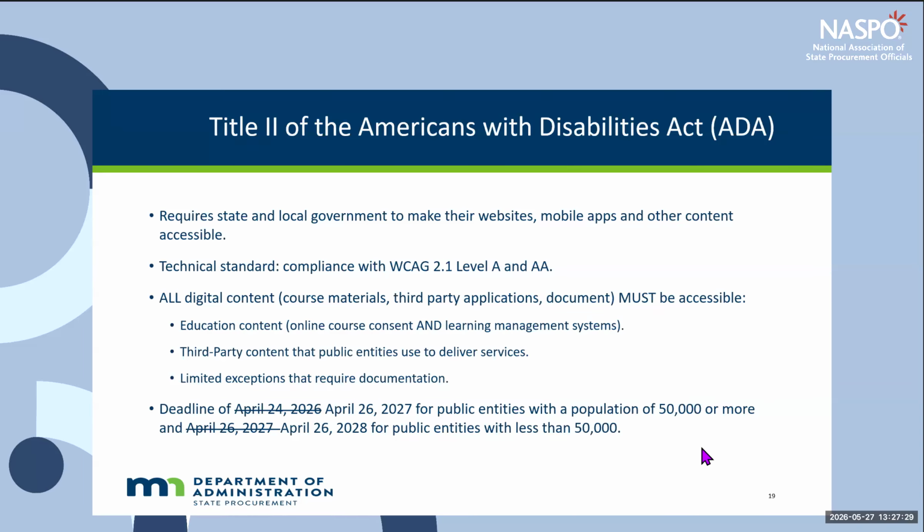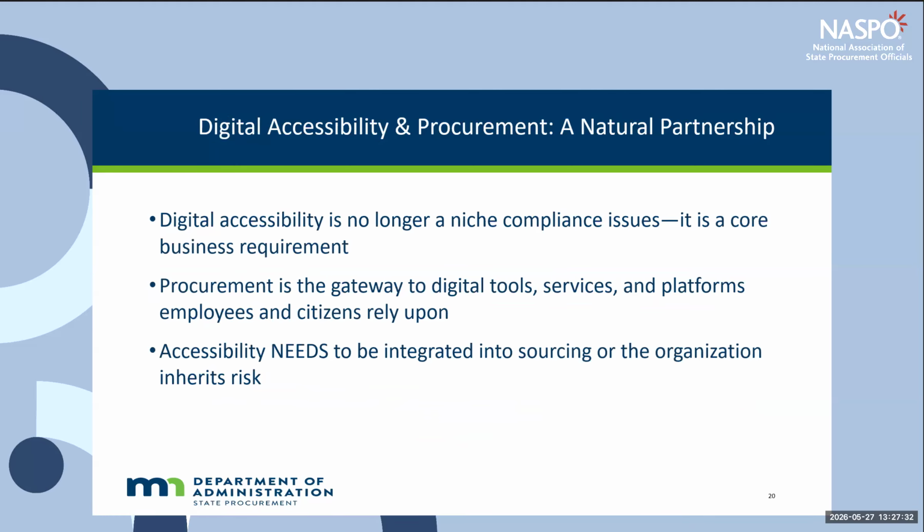All right, next slide, Jay. As I mentioned earlier, this did not always feel like a natural partnership to me, but digital accessibility and procurement have to go hand in hand. It is no longer some niche compliance issue that only an office in the state's IT agency cares about. It goes beyond that. People are looking for digital accessibility, especially as people are trying to access more services that our government offers, which are now, in many cases, almost exclusively offered in a digital environment.